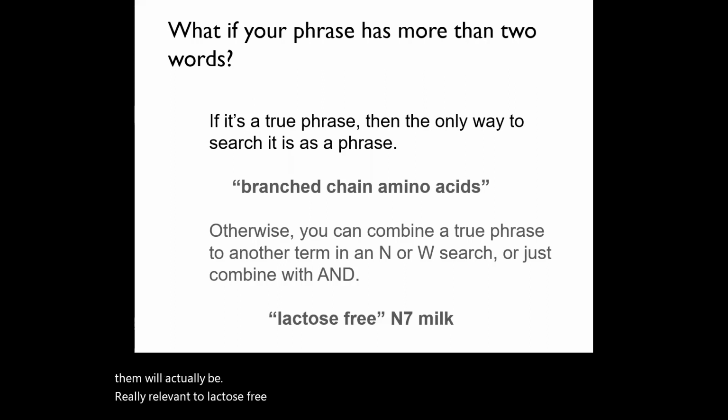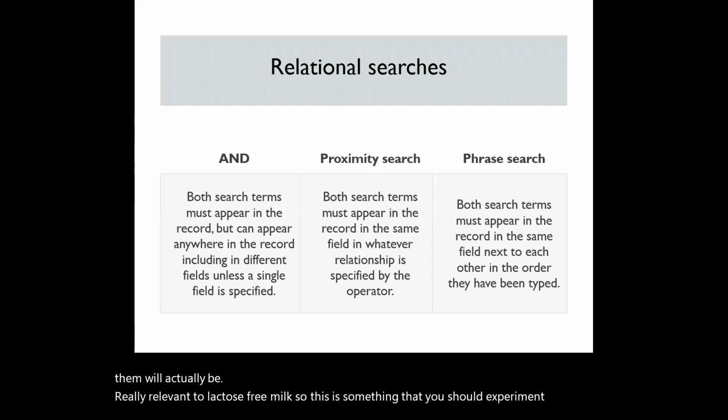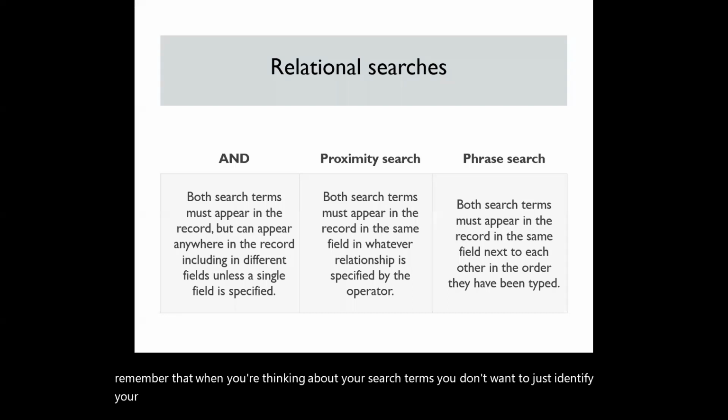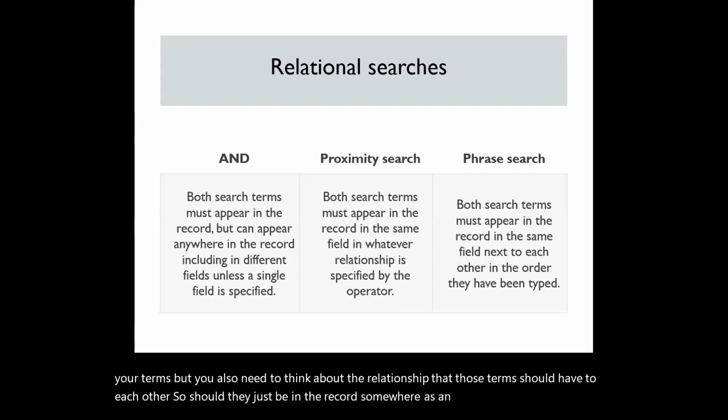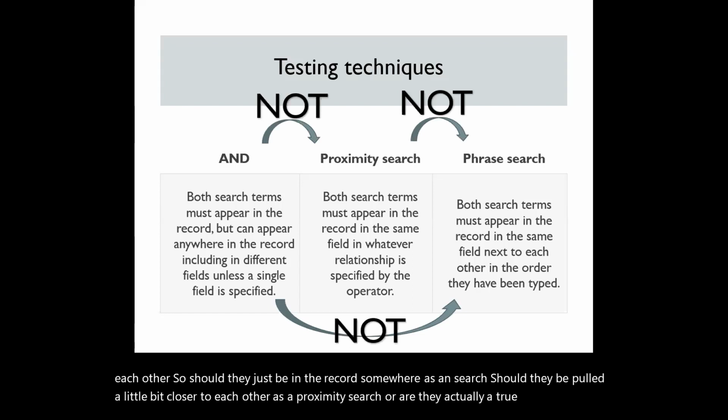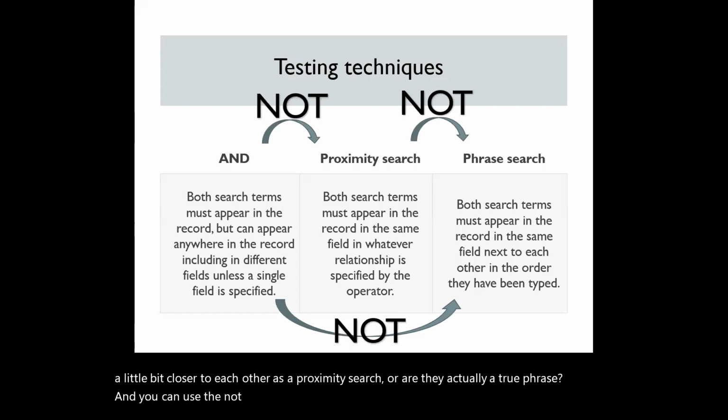So this is something that you should experiment with. So remember that when you're thinking about your search terms, you don't want to just identify your terms, but you also need to think about the relationship that those terms should have to each other. So should they just be in the record somewhere as an and search? Should they be pulled a little bit closer to each other as a proximity search? Or are they actually a true phrase? And you can use the not searching to take your educated guess and check it and see what you're really getting back from it.